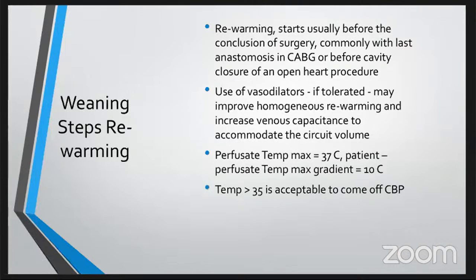Rewarming is usually started before the conclusion of surgery, commonly with the last anastomosis in case of CABG, for example, or before cavity closure of an open heart procedure. We can utilize vasodilator therapy if tolerated. This may improve homogenous rewarming and increases the venous capacitance to accommodate the circuit volume. The perfusate temperature maximum is around 37 degrees Celsius, and the patient-perfusate maximum gradient is around 10 degrees. A temperature above 34 or 35 is acceptable to come off bypass.